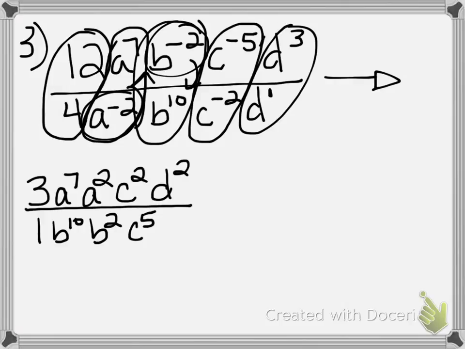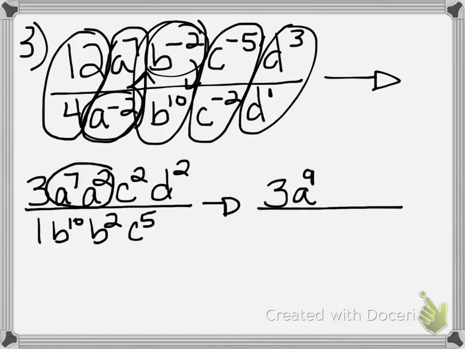Okay, so now at this point I need to fully simplify. So I'm going to have my fraction bar here. Now with the 3 and the 1, I really don't need the 1, but I do need the 3. So now let's look at our numerator. So I've got a to the 7th, a to the 2nd, so that joins together, and that becomes a to the 9th. Okay?